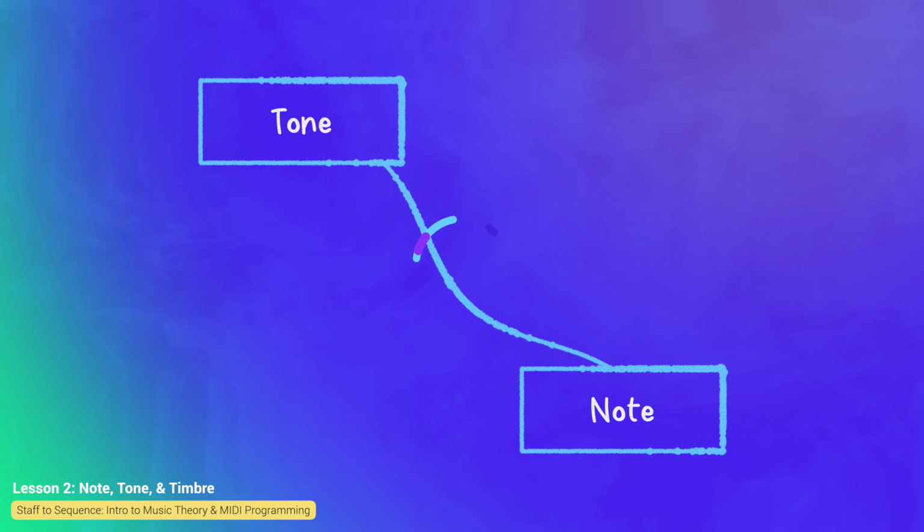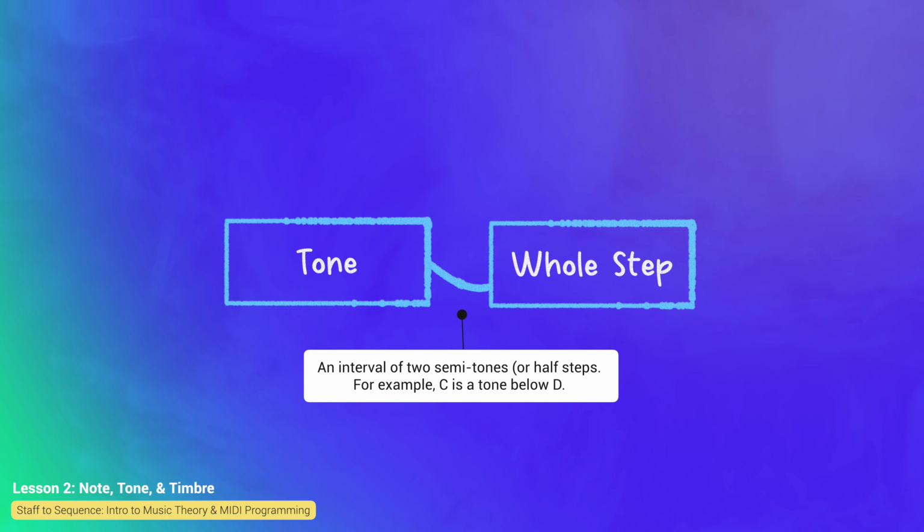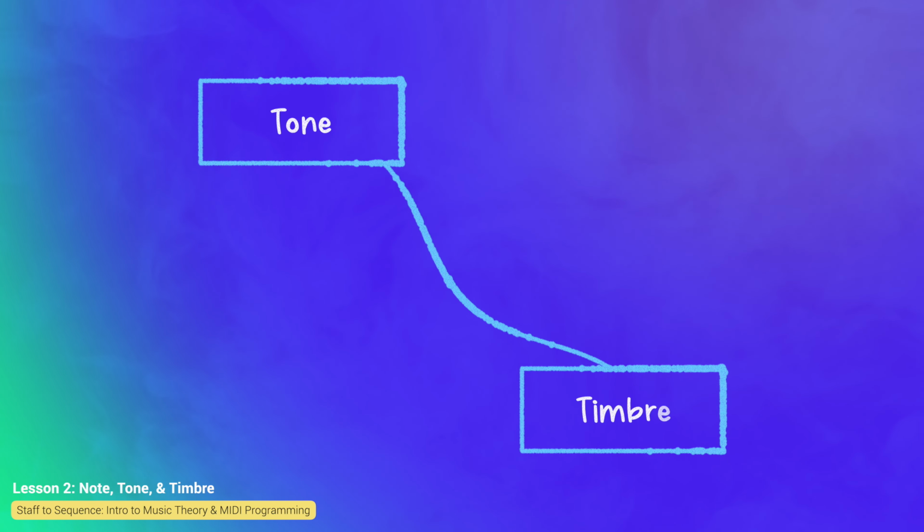I mentioned the term tone earlier. While the words tone and note are sometimes used interchangeably, tone can have additional meanings depending on context. In music theory, it often refers to a whole step, an interval of 2 semitones or half steps. However, in a broader sense, tone can also describe the quality or character of a sound. This is often referred to as timbre.